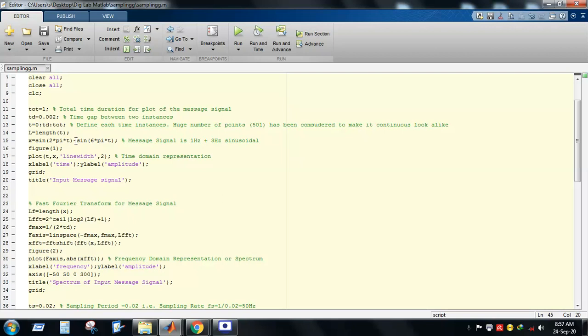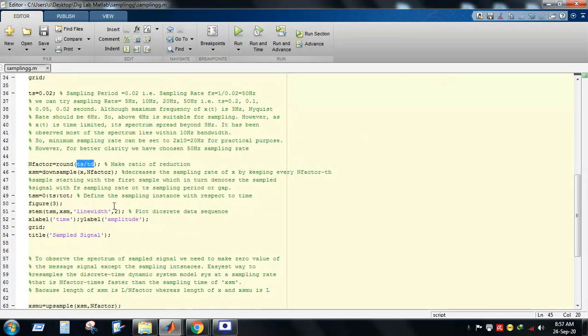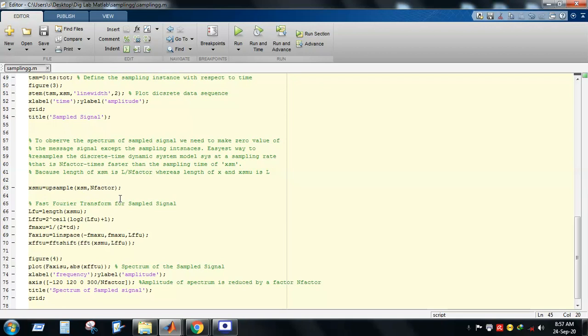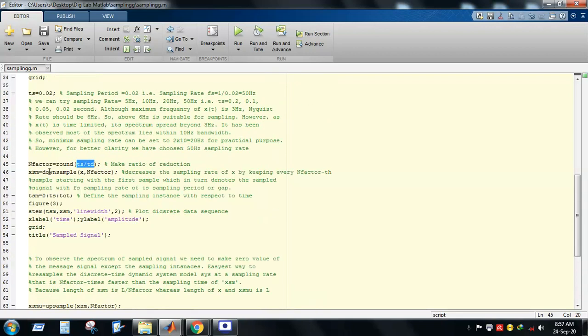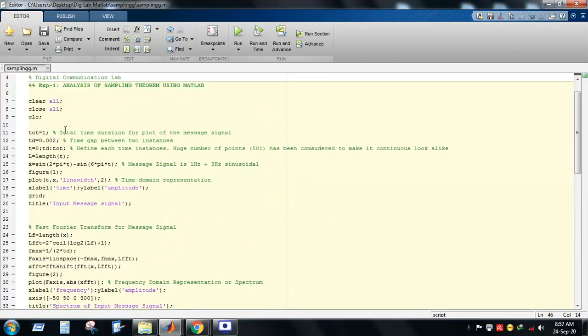Now during sampling we don't want to observe all the samples, so for this purpose we need to reduce the number of samples. For that you need a command called downsample. What does downsample mean? Downsample x, n factor means we want to decrease the sampling rate of x by keeping every n-factor-th value. So first of all, as x consists of 501 values, the value at the 0 time instant it will keep.